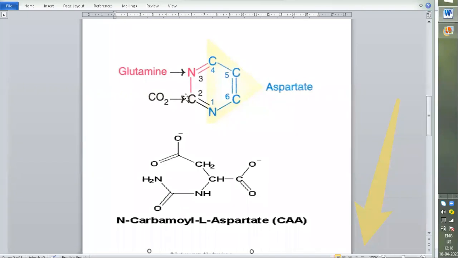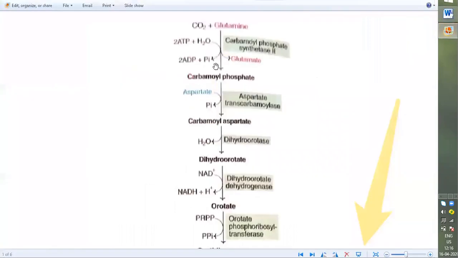The reaction starts from carbon dioxide. In the first step, carbon dioxide and glutamine are added. In the second step, aspartate is added. In the third step, the ring is closed, and then it proceeds to further reactions. So this is the biosynthesis of pyrimidine.